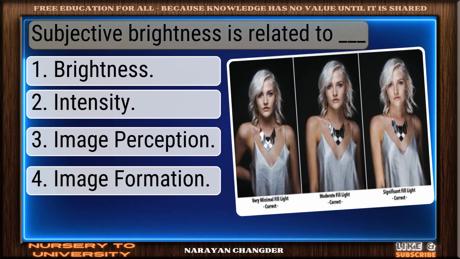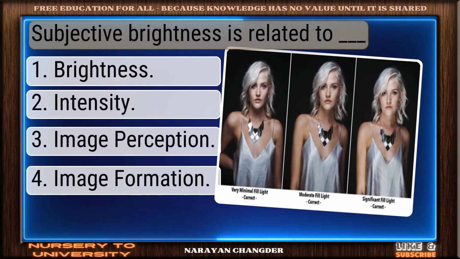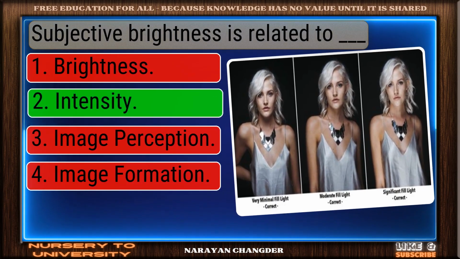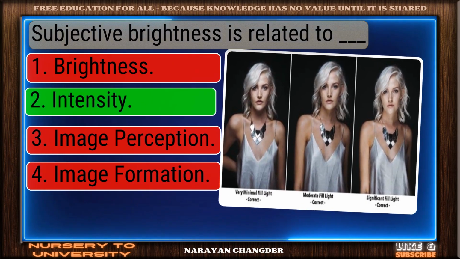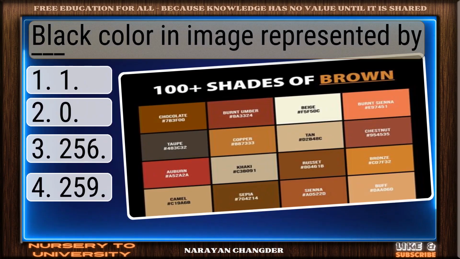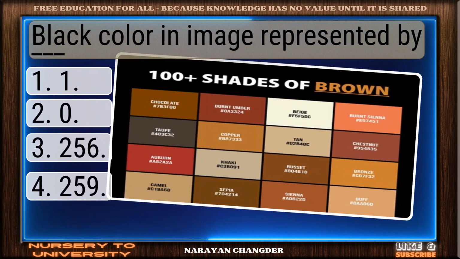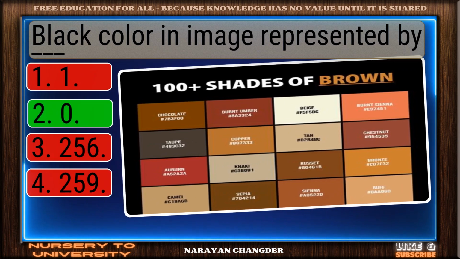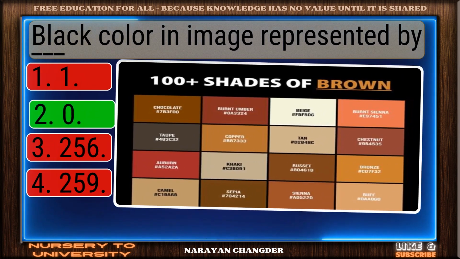Question number 66. Subjective brightness is related to dash. On track. Intensity is the correct answer. Question number 67. Black color in image represented by dash. Valid point. Zero is true.